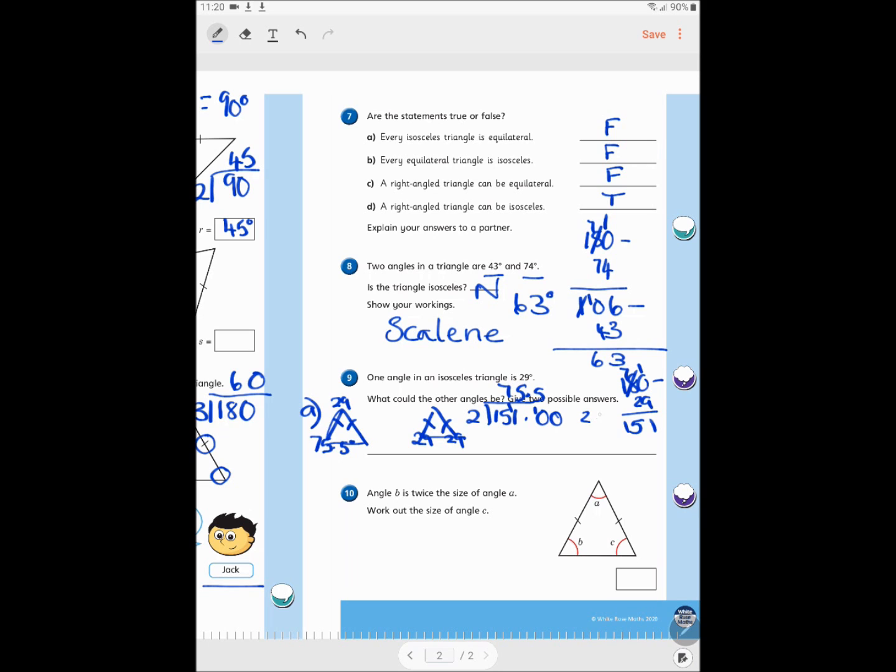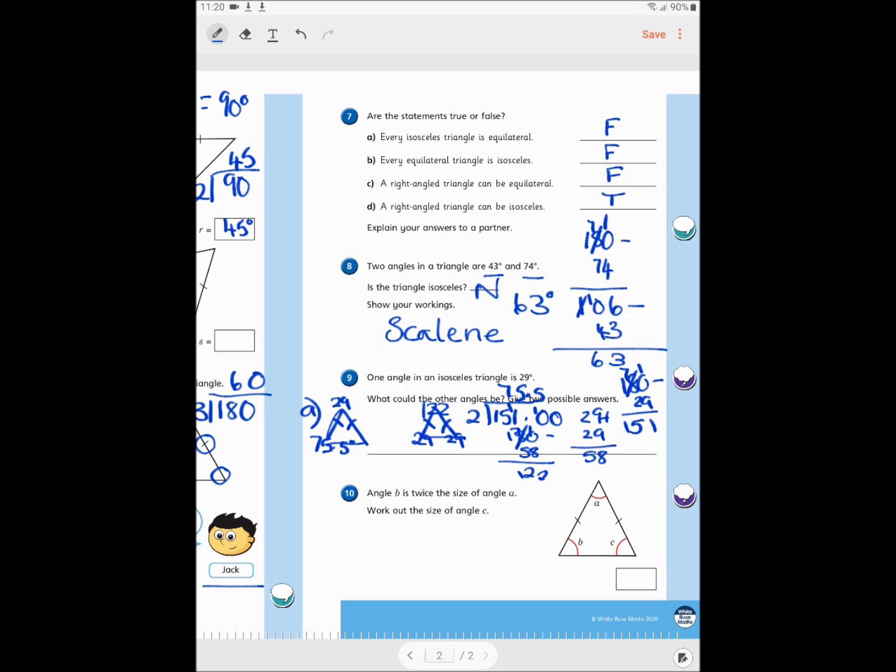However, on this one over here, I'm running out of space, I'm afraid. I've got 29, add 29, which is going to give me 58. I'm going to take that 58 away from 180, so 180, take away 58. So that one at the top there would be 122 degrees. Okay, so there's several different ways of working it.